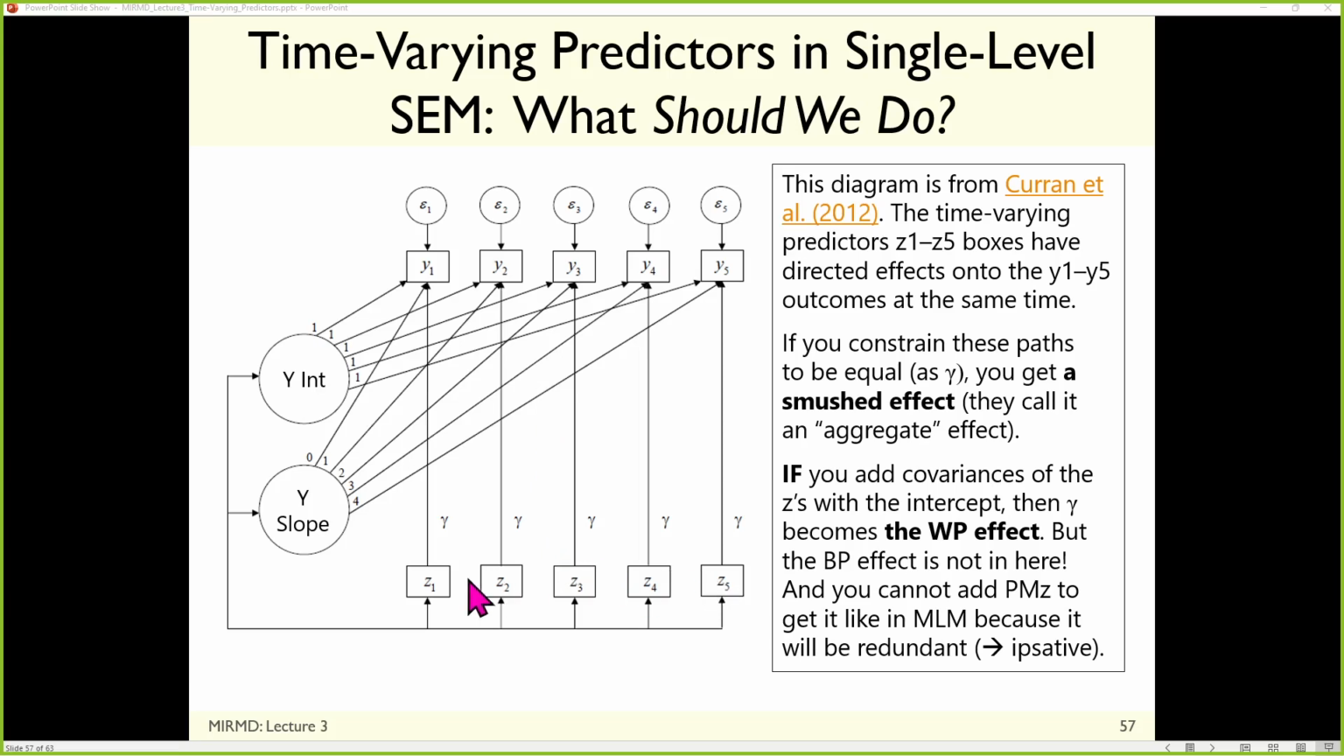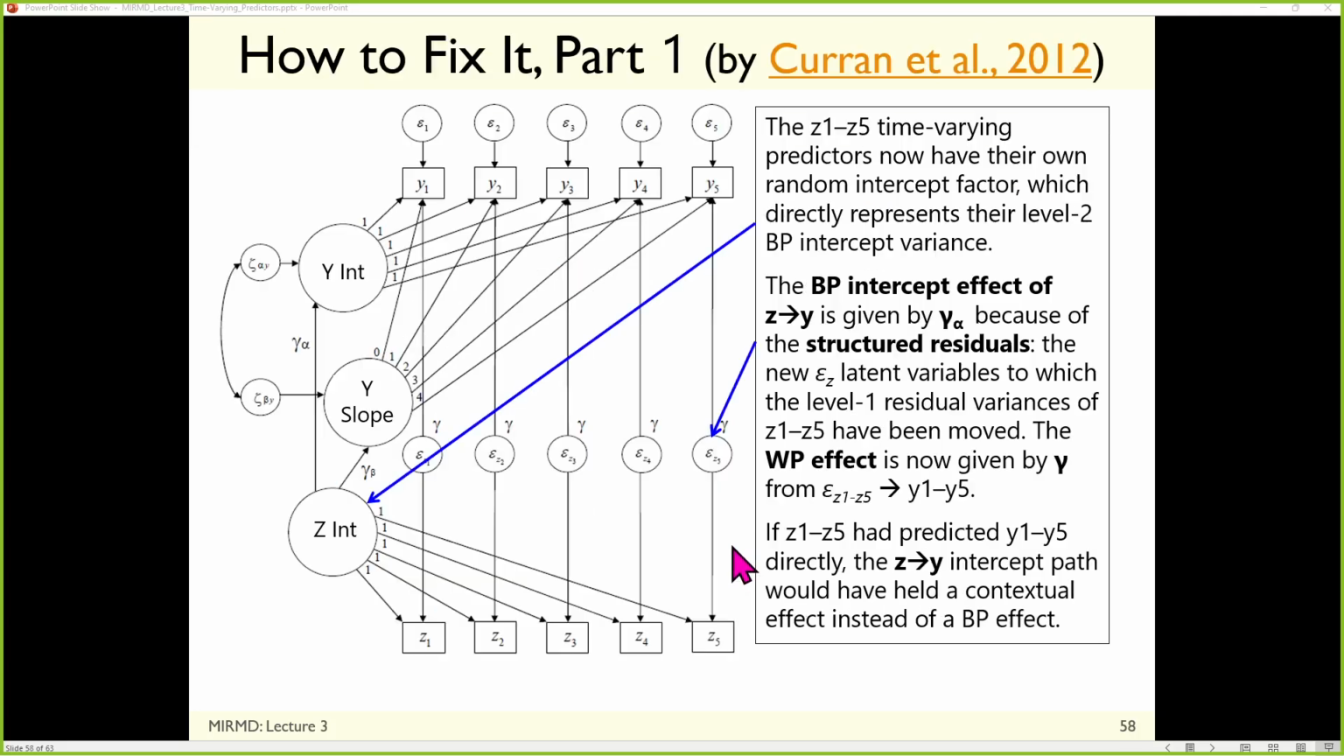So if you bring the predictors into the likelihood and you estimate their covariance with the between part, it magically unsmushed the paths. Which is good, but then incomplete, because where's the between path? Not here. And this only works if there are intercept differences in these variables and not slope differences.